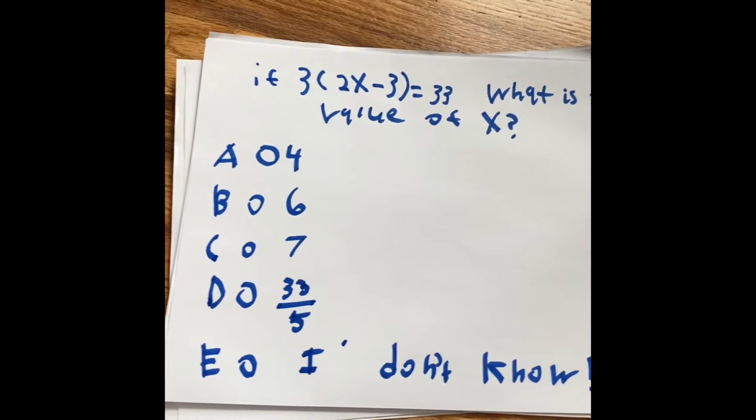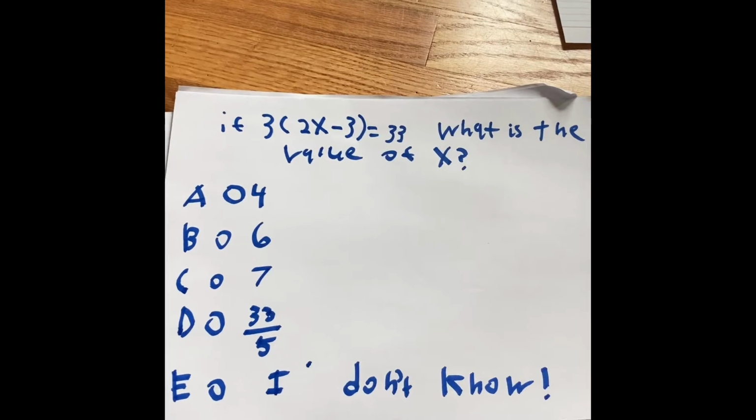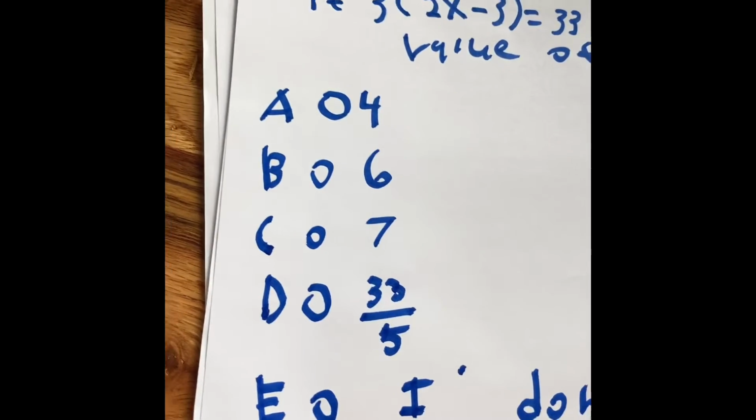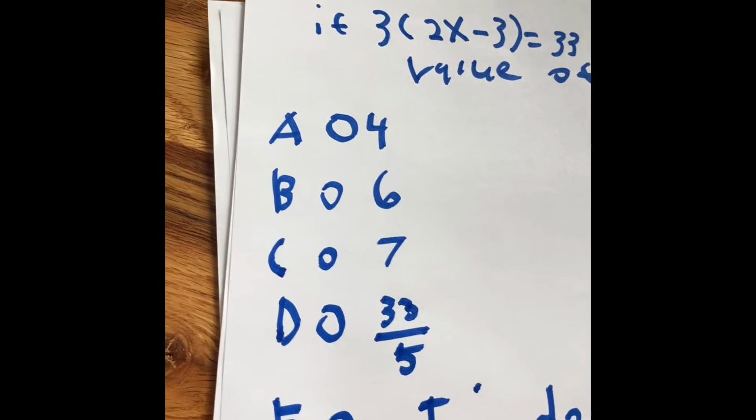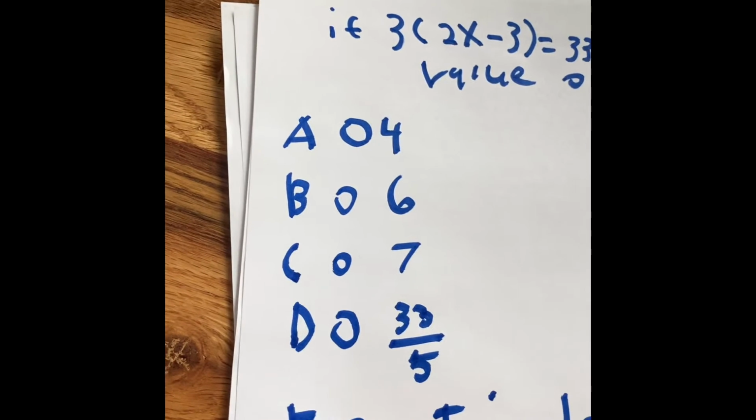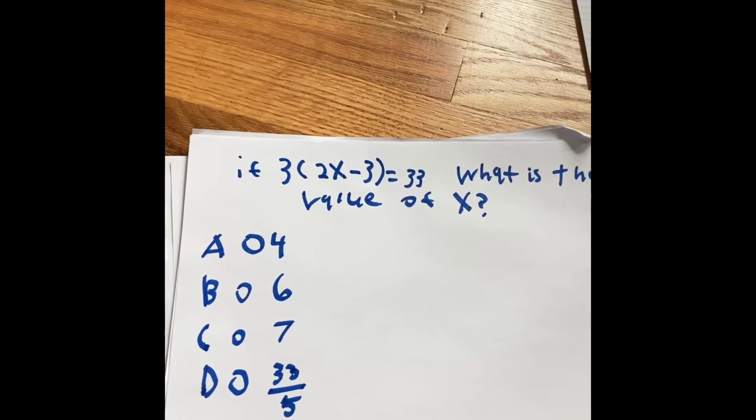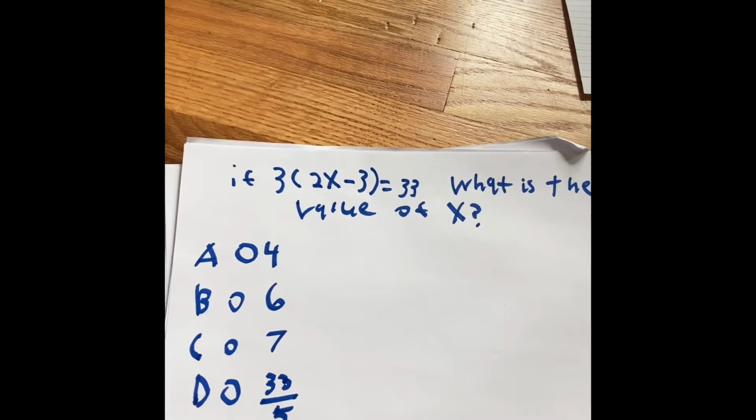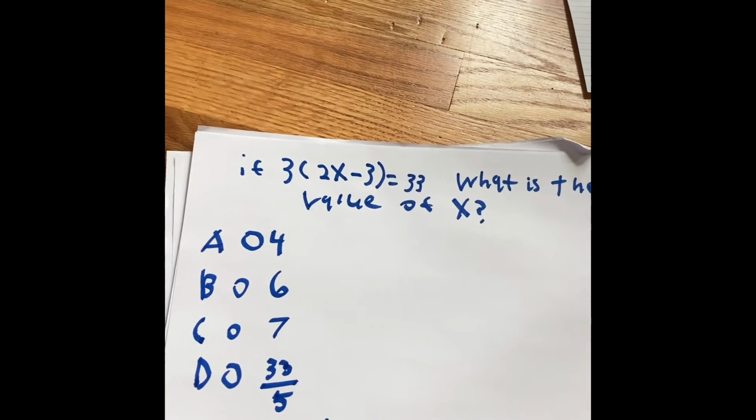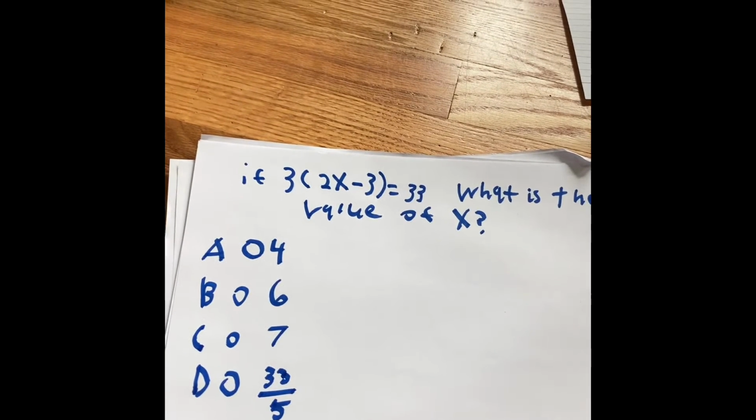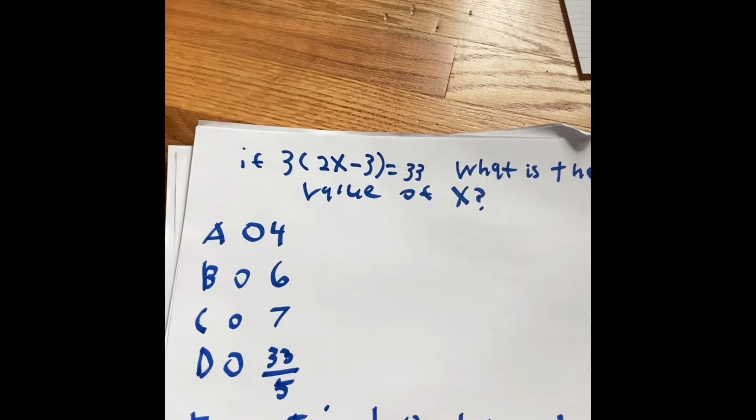I don't know. In order to answer a question on an SAT, you fill in the bubble. But if you're on a computer, you click the bubble. You actually have to fill in the whole bubble. The first thing you don't want to do is fill in E, because that does not always mean the correct answer. I don't know means you automatically get the answer incorrect because you don't know. So let's try solving it.